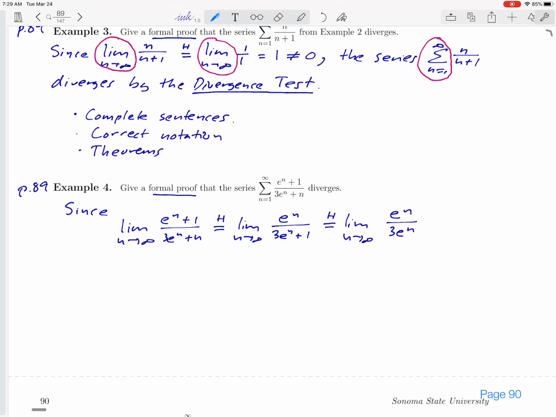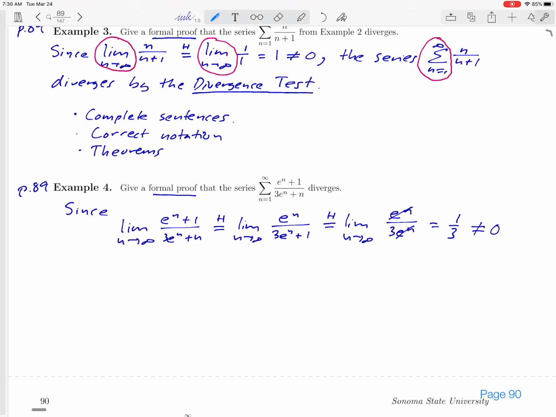Take the derivative one more time on the top and the bottom, and we're going to get e to the n over 3e to the n. The plus 1 is going to go away. And now, notice that because that plus 1 is gone, we can actually do some cancellation here. The e to the n's go away, and we are left with just the number 1/3.